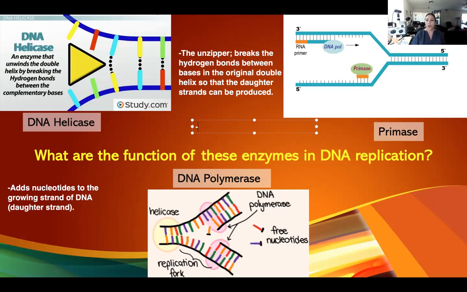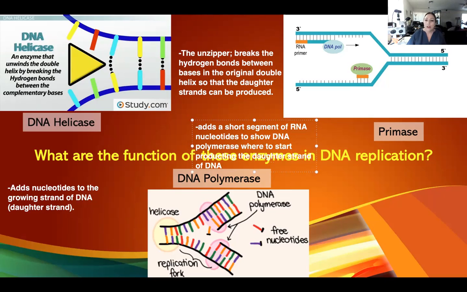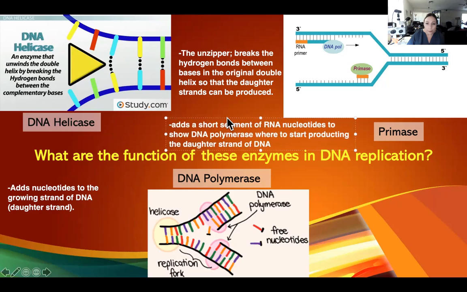So let me summarize that for you. Primase adds a short segment of RNA nucleotides to show DNA polymerase where to start producing the daughter strand. I'm going to stretch this out so you can see it here. There we go. So primase adds a short segment of RNA nucleotides to show DNA polymerase where to start producing the daughter strand of DNA. Okay, you do not need to know why it's an RNA primer rather than a DNA primer. That is way too detailed for what you need.